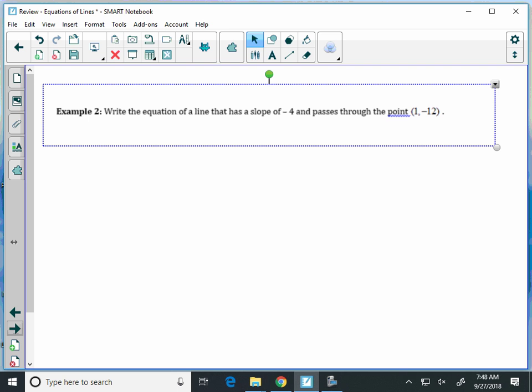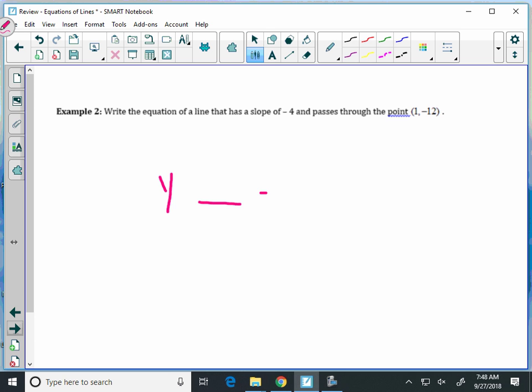It says write the equation of a line that has a slope of -4 and passes through the point 1, -12. Okay, so I'm going to write y blank equal to blank times x blank. And you don't have to write those blanks. If you find it helpful, write them. You might remember this one, not need it, that's fine. Okay. What number is going to go with the y?